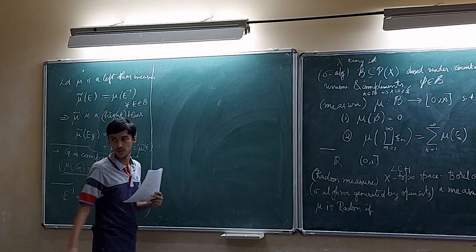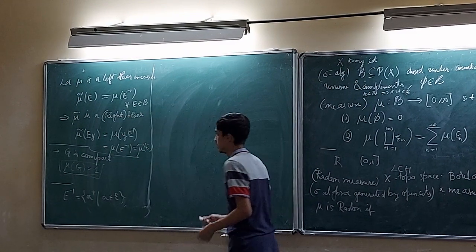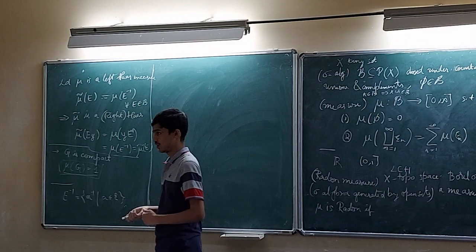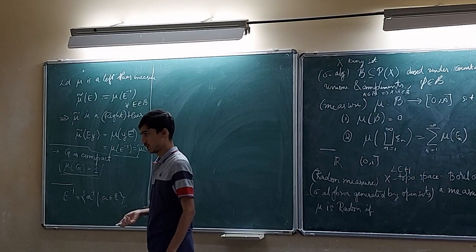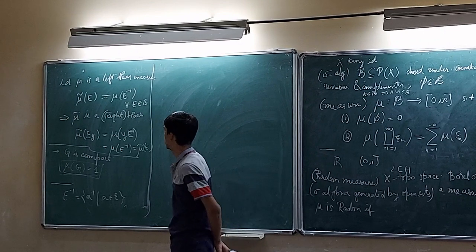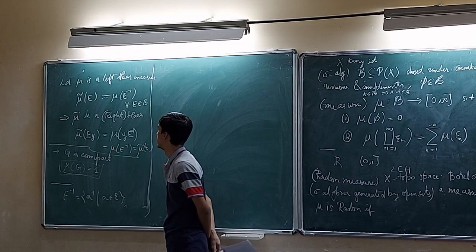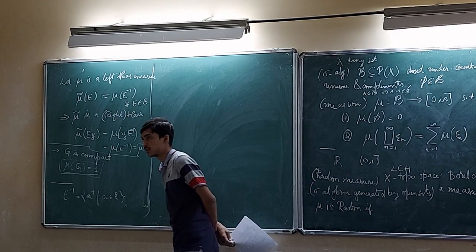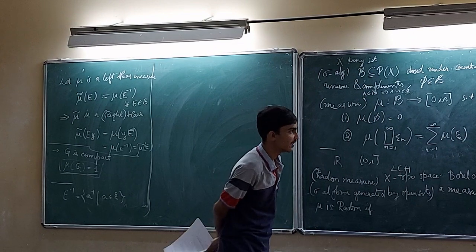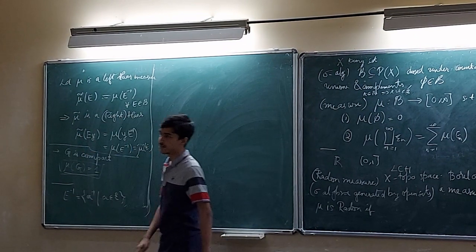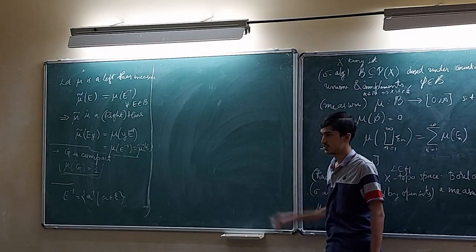left Haar measures. I have a question. In case the measure is both right and left, obviously if the measure of every set was equal to that of its inverse, then it would be both right and left. But does the converse also hold, that if the measure is both right and left, then mu of E should be equal to mu of E inverse? No. It's just invariant under left translation, so it's not invariant under inversion.